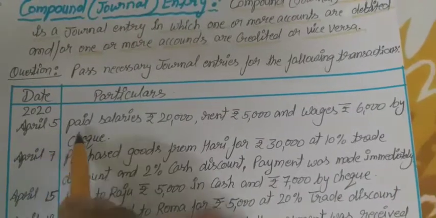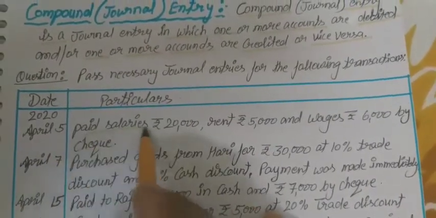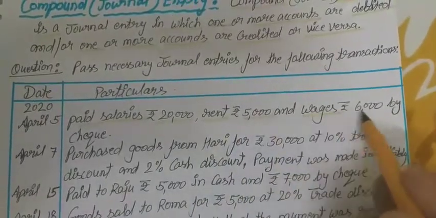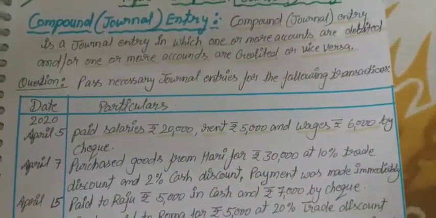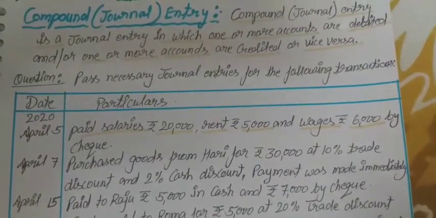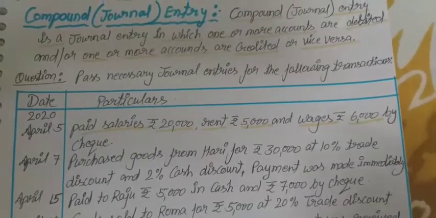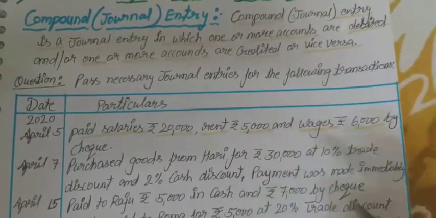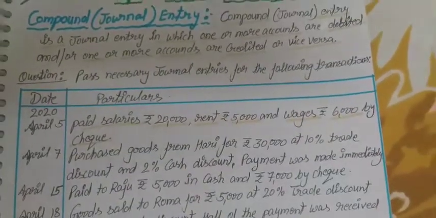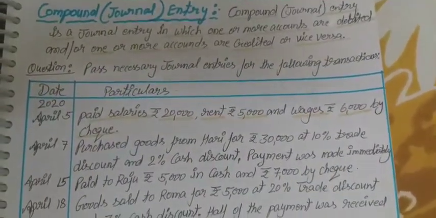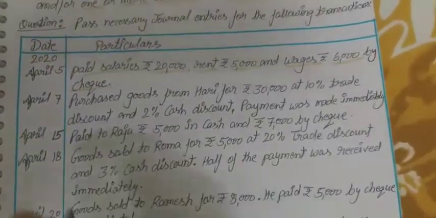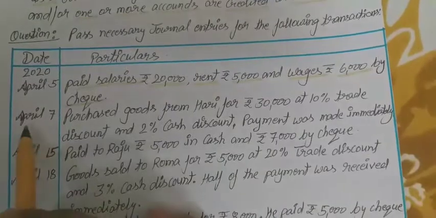April 5th, paid salary rupees 20,000, rent 5,000 and wages 6,000. There are three accounts affected and these accounts will be debited: salary, rent and wages. And all these are paid by check. Since they are paid through check, it means one account will be credited. When we pass the journal entry, we will learn this. So first we are going to read the transactions only.